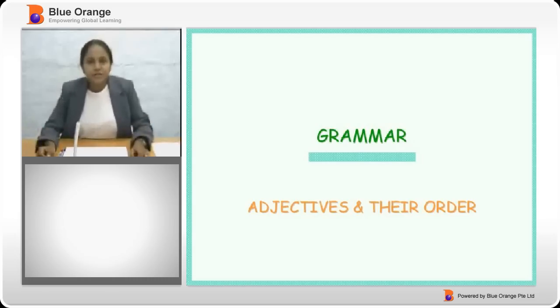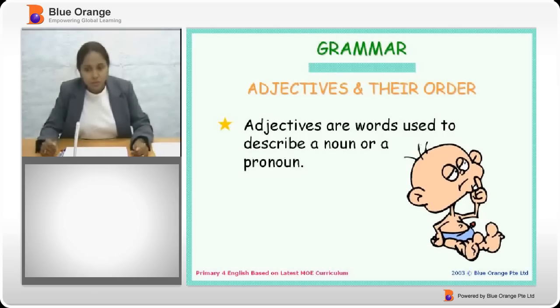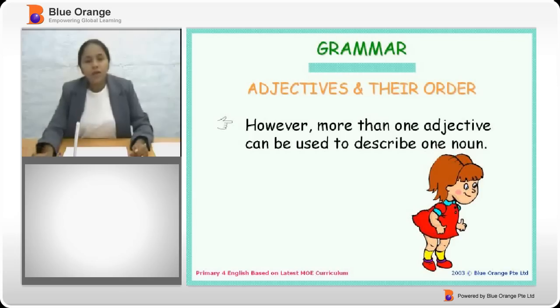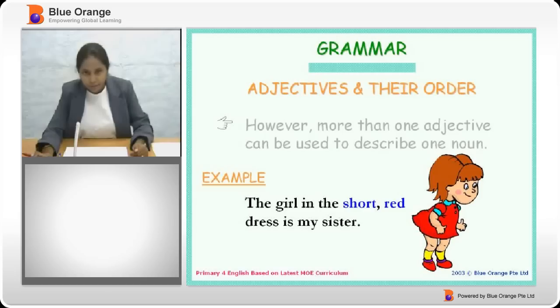What are adjectives and how do you order them? Adjectives are words that are used to describe a noun or a pronoun. An adjective tells us more about a noun or a pronoun. However, more than one adjective can be used to describe one noun. Let's take a look at this example to see how this is done.